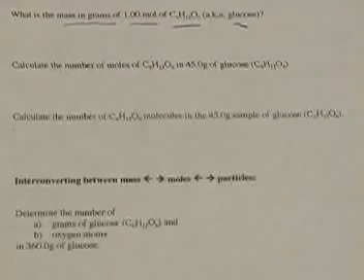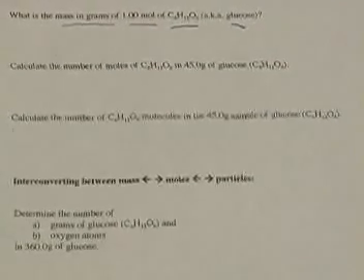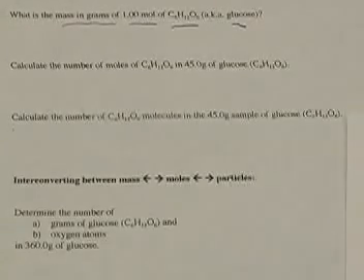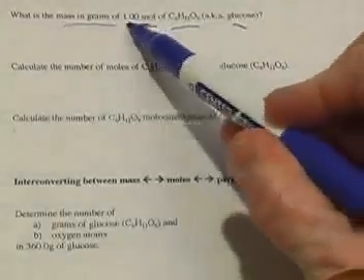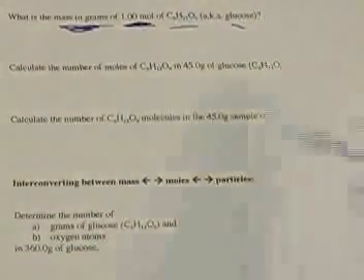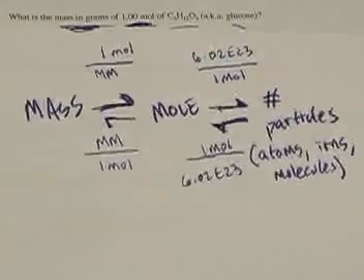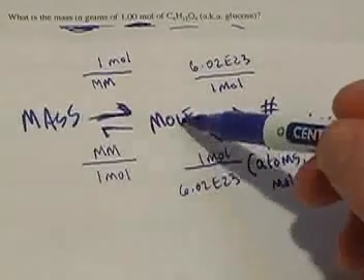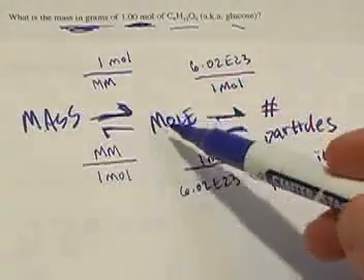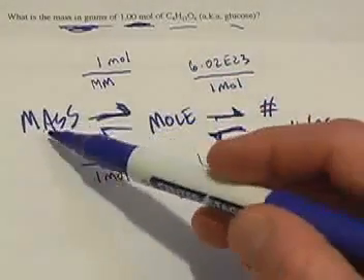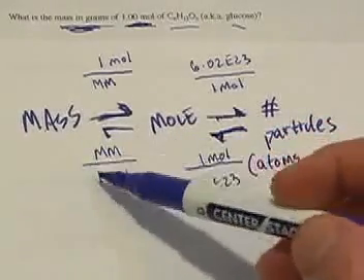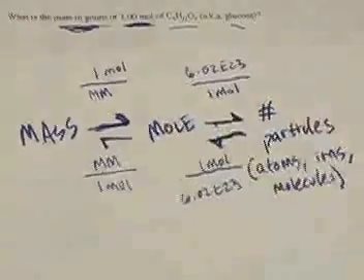First question says, what is the mass in grams of 1 mole of C6H12O6, also known as glucose? Take a look at what they give you, 1 mole. Take a look at what they want to know, the mass in grams. Now, look at the relationship we just built. They tell us we have a mole. They want to know the mass. So we're going to move from the mole to a mass, which means we'll put the molar mass from the periodic table on the top of the relationship and 1 mole on the bottom.